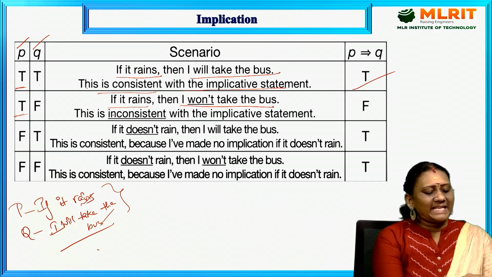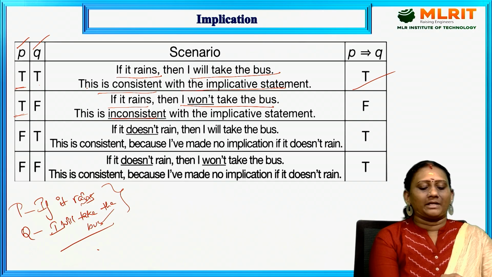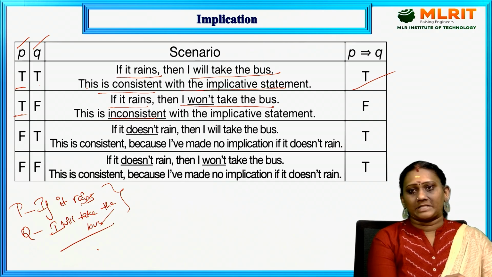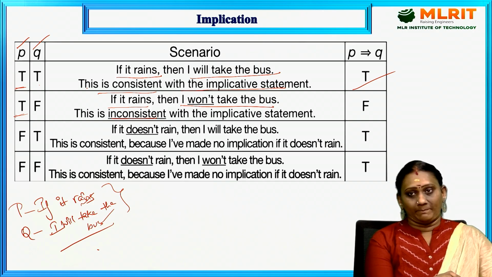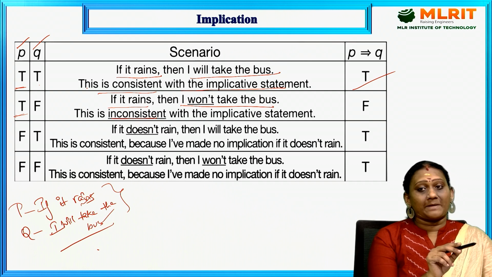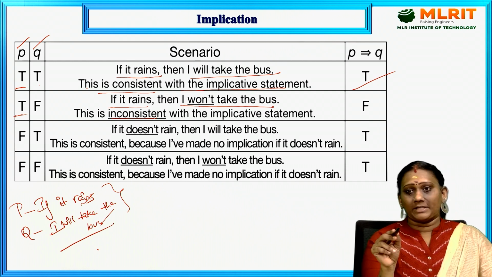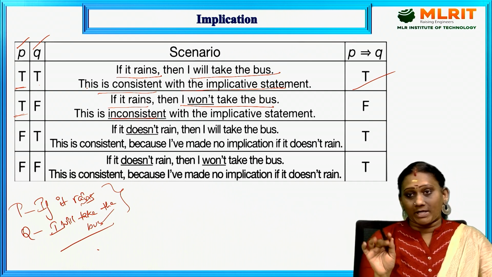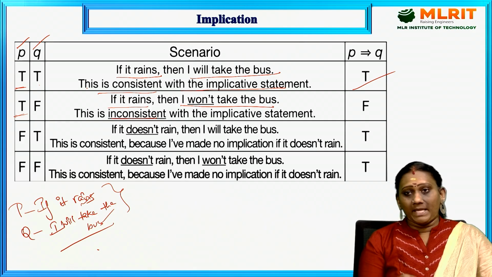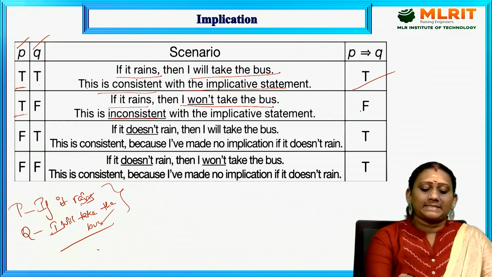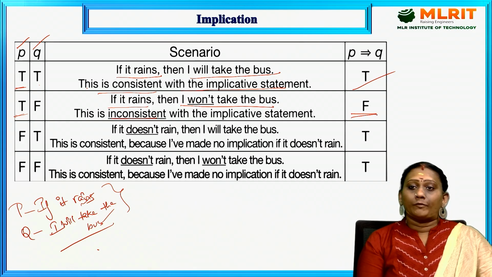So this is inconsistent. Why am I telling this is inconsistent? According to the rule of implication, when the first statement is true and the second statement is false, that particular scenario will not exist. It will not be concluded. So in this case, the value will be false.